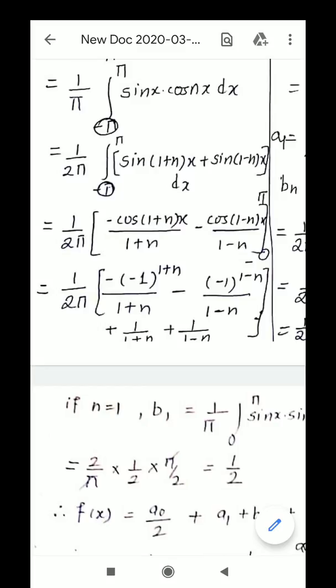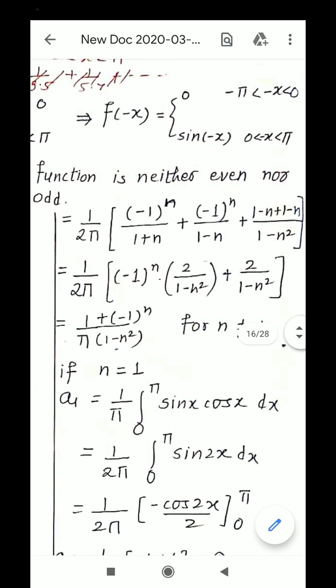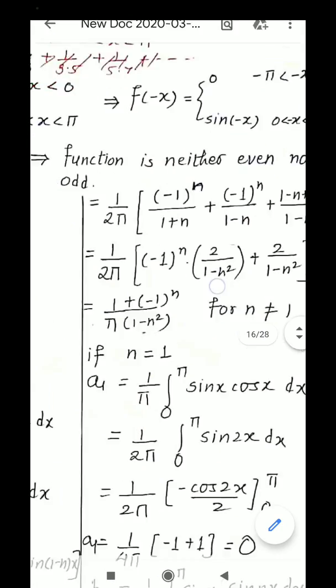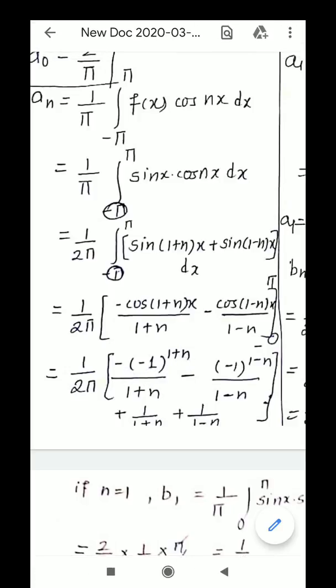Now here the minus sign: minus 1 into (minus 1) raised to (1 plus n), and here also (minus 1) raised to (1 minus n). Means we can write this as 1 upon 2 pi into [(minus 1) raised to n upon (1 plus n) plus (minus 1) raised to n upon (1 minus n), plus taking the cross product, 1 minus n plus 1 plus n upon (1 plus n) into (1 minus n)]. But how do we write this (minus 1) raised to n? (Minus 1) raised to (1 plus n) can be written as minus 1 into (minus 1) raised to n, so minus minus plus. Same here, minus 1 into (minus 1) raised to minus n, that is minus minus plus.